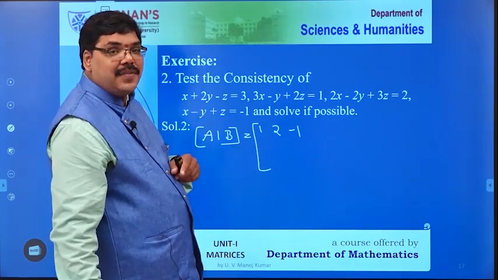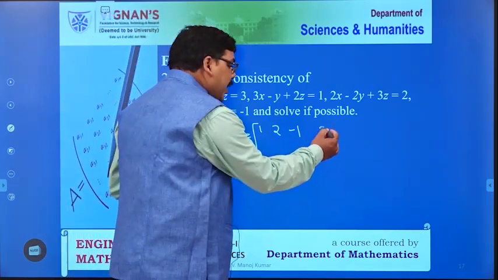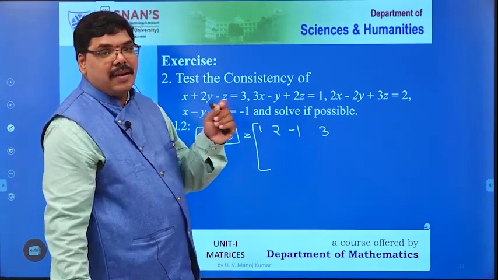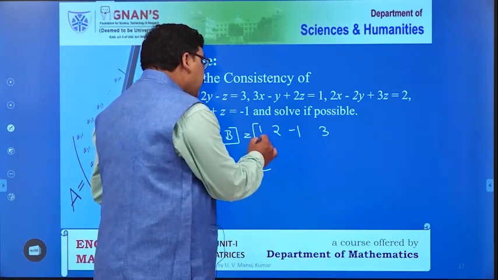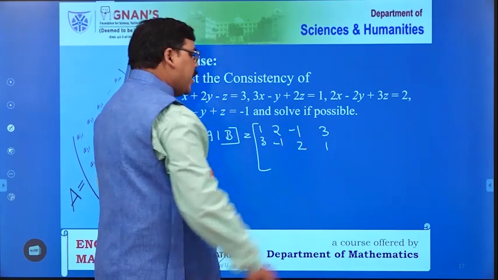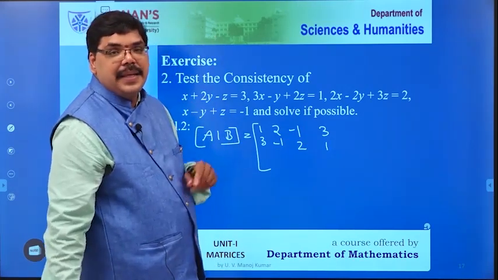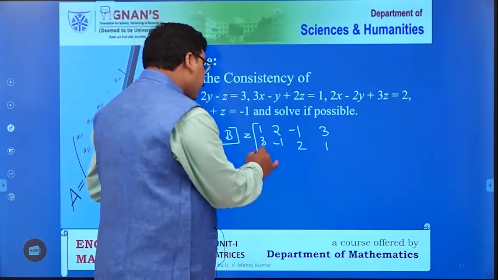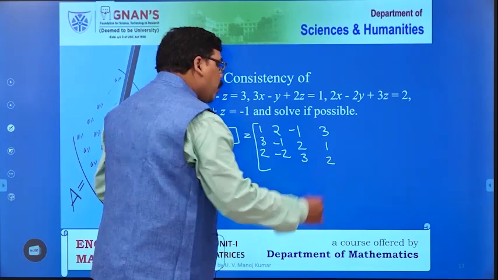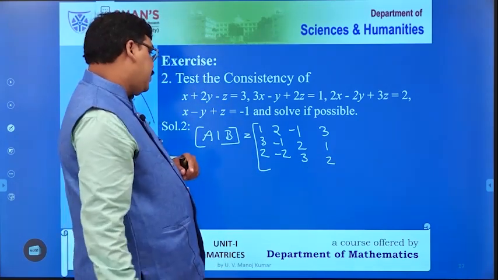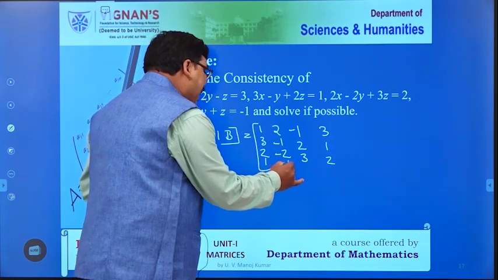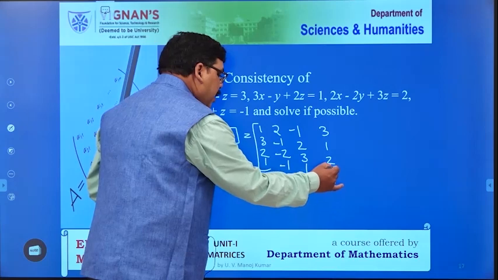What is the constant in the first equation? You write it here, 3. Similarly, you write coefficients and constant from equation 2. 3, minus 1, 2, and constant is 1. Similarly, from third equation, 2, minus 2, 3, 2. And fourth equation, 1, minus 1, 1, minus 1.